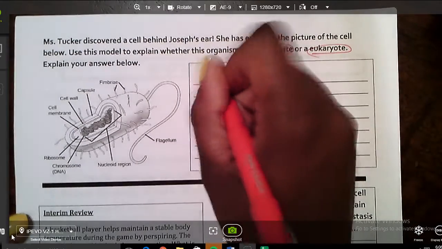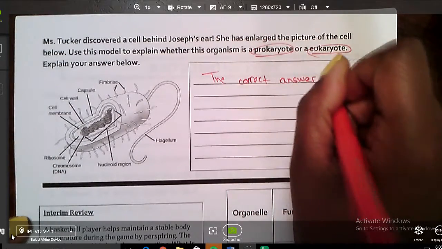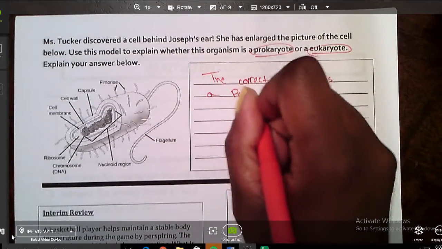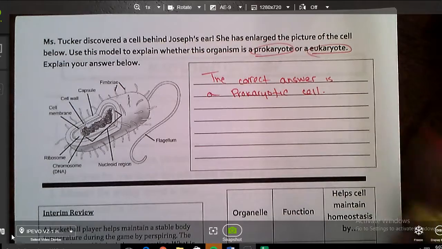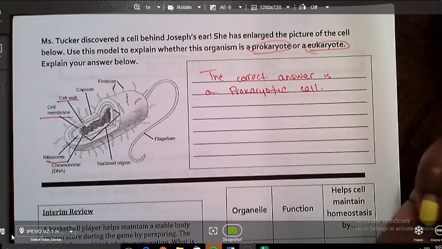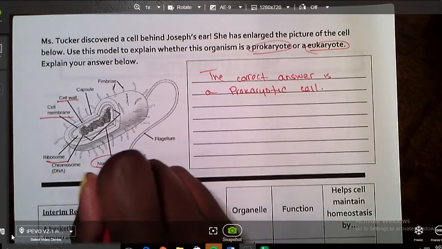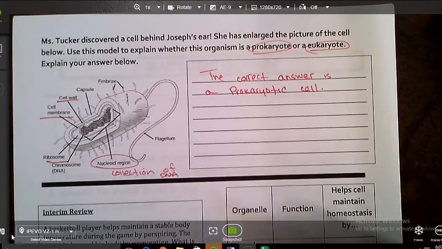All right, and we're back. The correct answer is a prokaryotic cell. And there's one main reason. We see that it has a cell wall, a cell membrane, ribosomes. So it's easy to get a little bit confused. But we see that this piece says nucleoid region. And this just means, to make your paper look like mine, this is a collection of DNA. But there's no nucleus. We know that if a cell does not have a nucleus, it is prokaryotic every time.